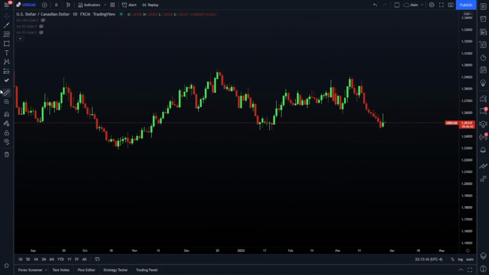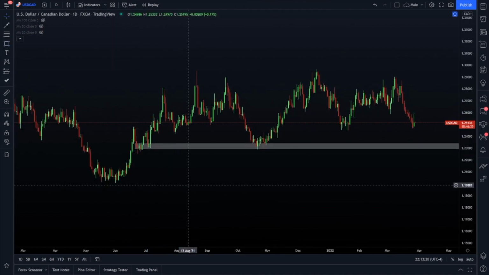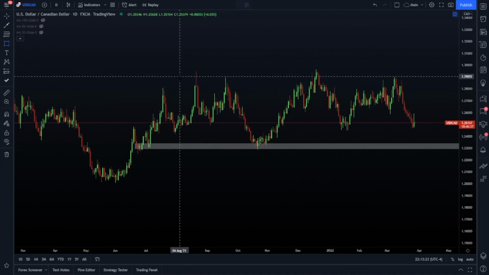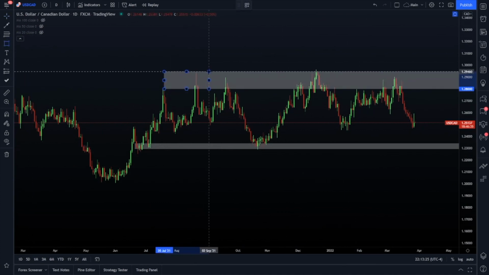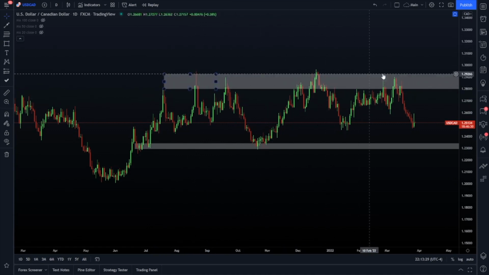For example, you can zoom out and identify major levels. For example, there's a major level of support, a major level of demand. Generally speaking, what I like to look at are the higher time frame major levels. The higher the time frame, the more important the major levels, because more people are going to see them.